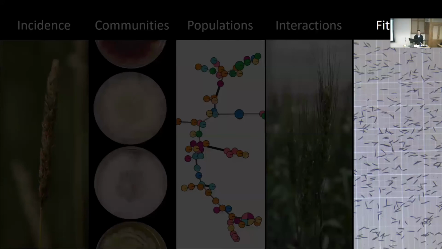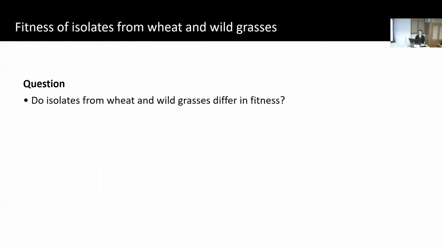To build on that last point, we wanted to compare the fitness of some isolates derived from wheat and grass to see if there was any separation in phenotypes that might be related to their host of origin. There's no more background here because you're all experts on this by now, and the question is straightforward enough: does fitness differ between host sources?